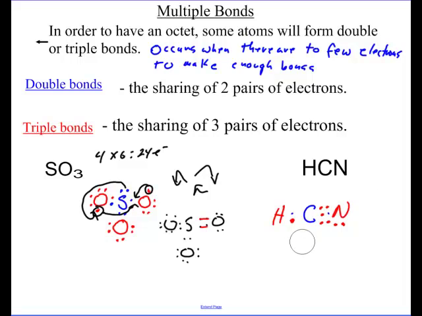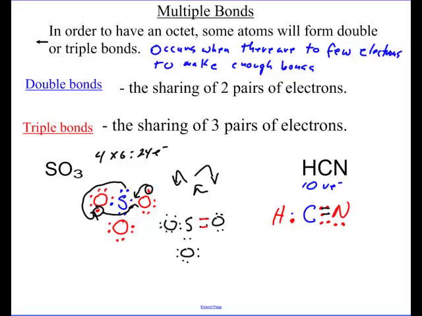Okay? Now, let's see if everyone's content. Carbon has 2, 4, 6, 8. Nitrogen has 2, 4, 6, 8. All right? We started with 10 valence electrons. 2, 4, 6, 8, 10, and there you go. So that's a triple bond. Kind of weird. Don't worry.